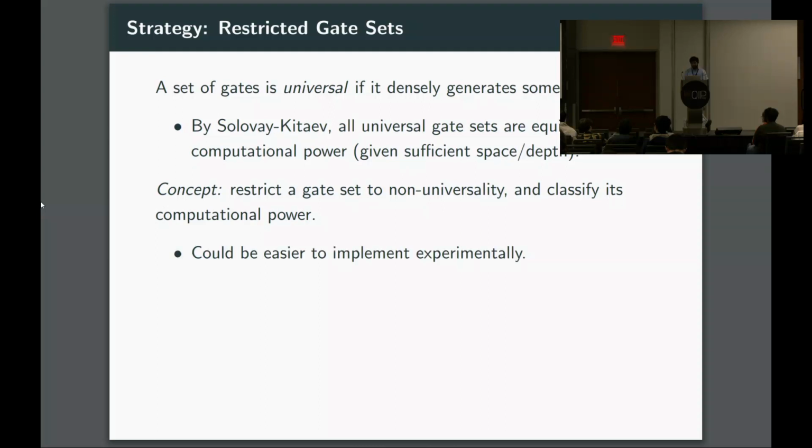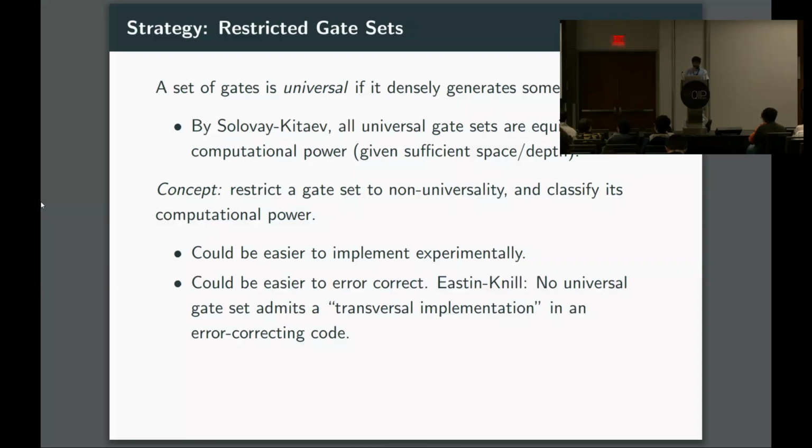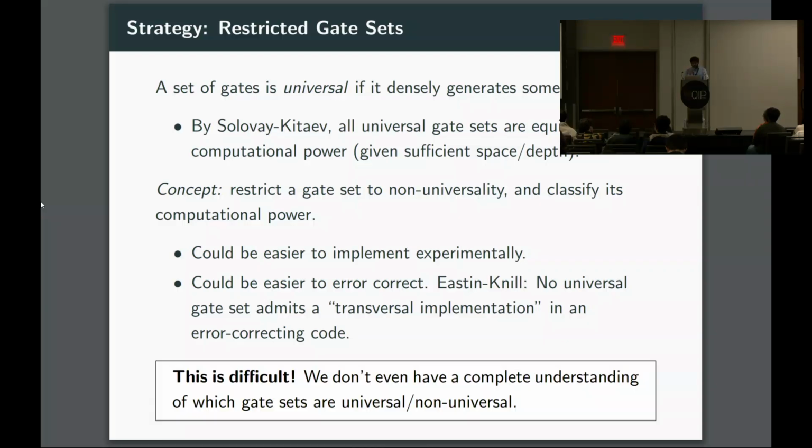Right? And this is relevant from a practical perspective for a couple of reasons. These could be easier to implement experimentally. And these could also be easier to error correct. There are results that show that you can't have transversal implementation of an error correcting code over universal gate sets, but you could over some of these. And it's worth emphasizing here that this task of trying to classify even non-universal gate sets by their computational power is difficult. We don't even have a necessarily complete understanding of which gates are universal or non-universal.